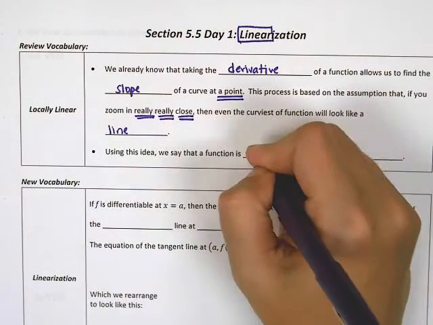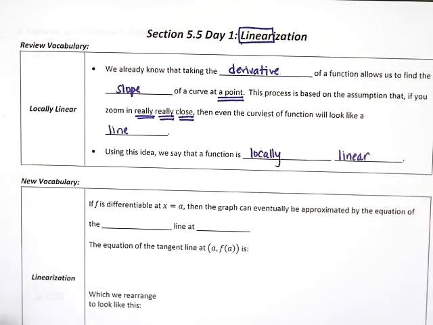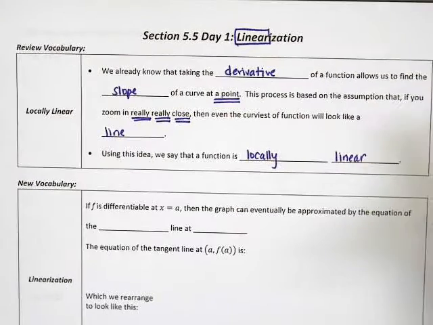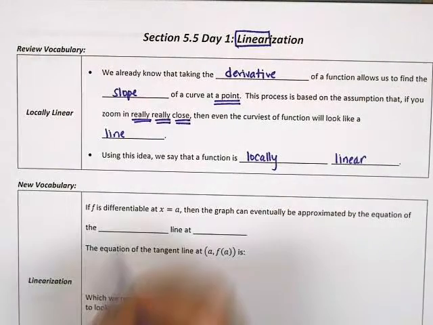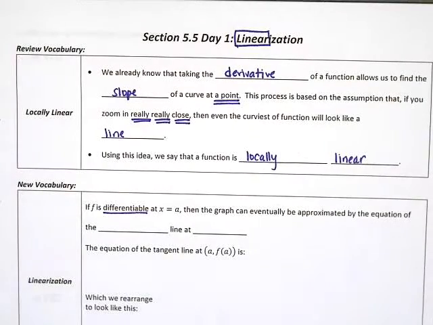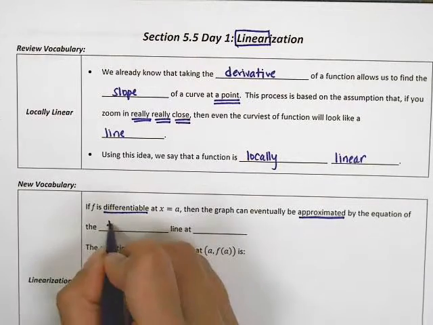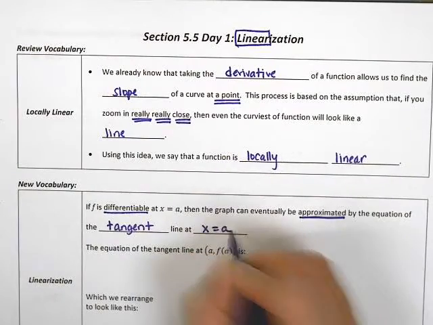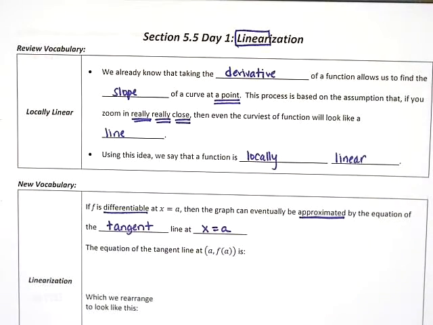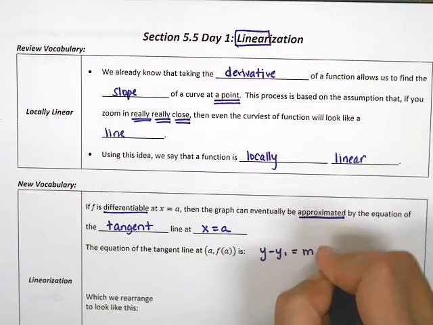Using this idea, we say that a function is what's called locally linear. Local not meaning like, hey, shop local, but local meaning like really close. Now here's the new vocab. A linearization says that if a function is differentiable at a specific number, then we can approximate the value of the graph by looking at the tangent line near that specific number.